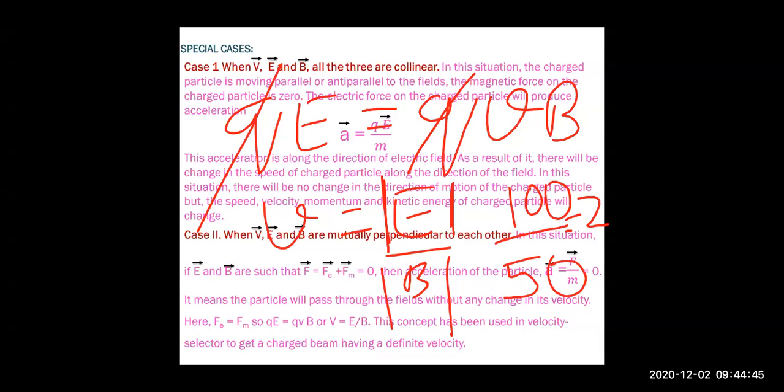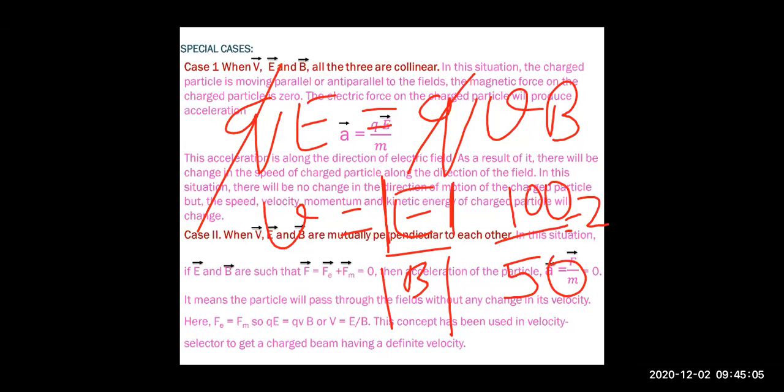So a particle moving with velocity E upon B is going to move through the field straight away without any change in its velocity. No change in direction, no change in velocity, right? So with the help of this, children, we can make a velocity selector.